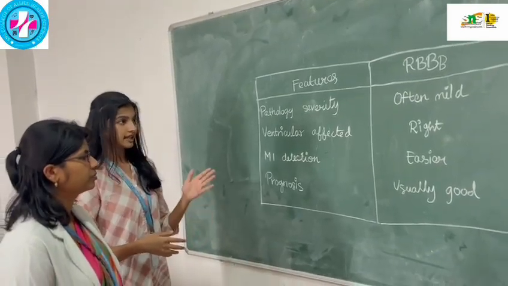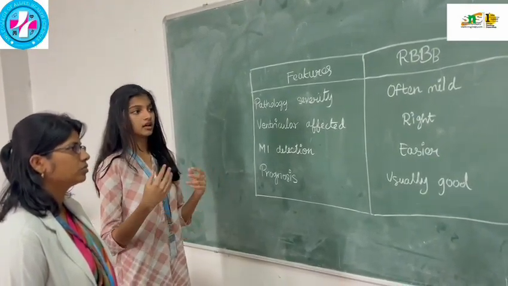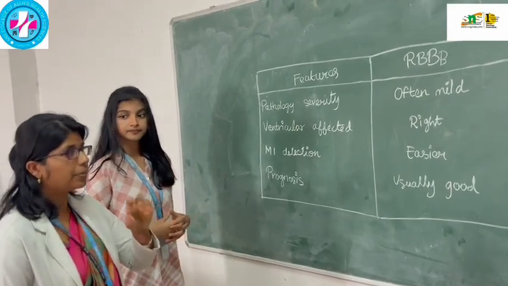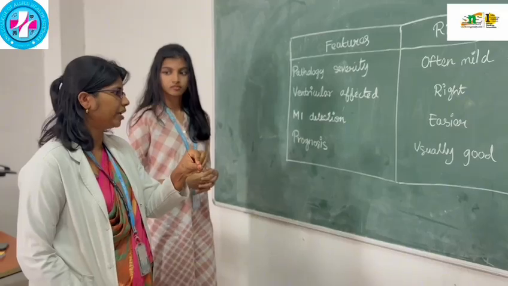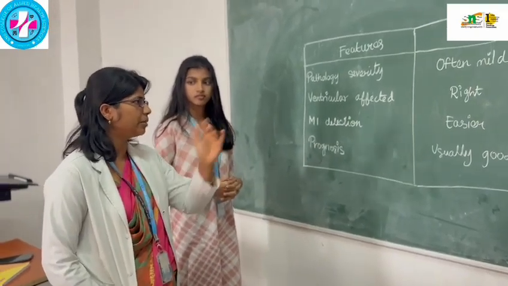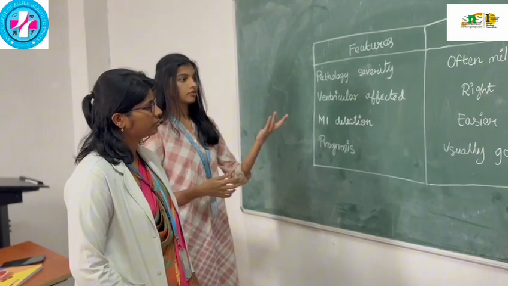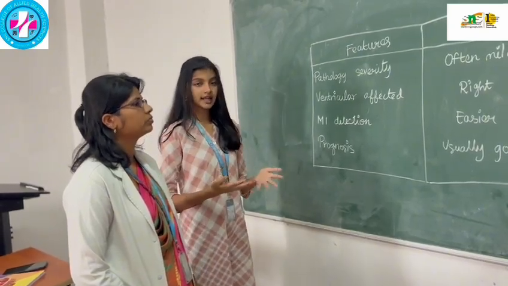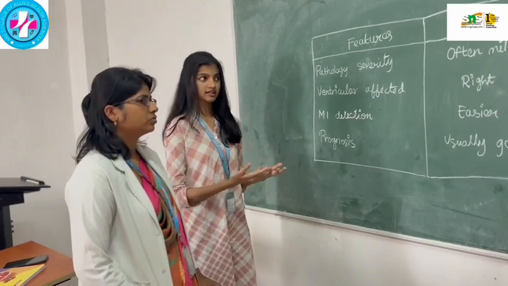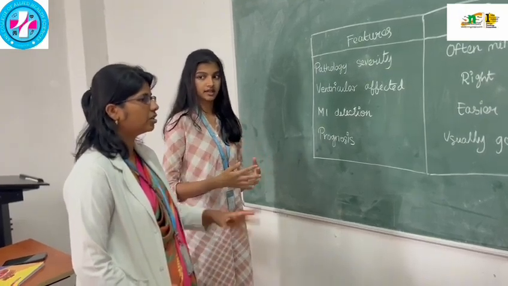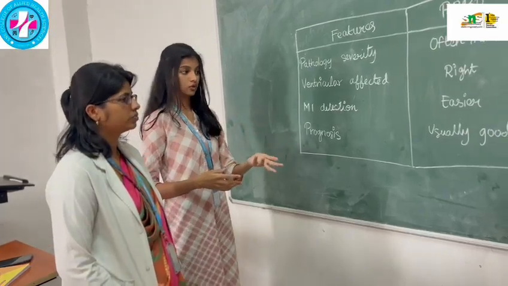In the case of left bundle branch block, the detection of MI is quite difficult because primary ST-T changes may also be present. It is comparatively easier with RBBB. The prognosis of LBBB depends on the underlying diseases, so whatever underlying condition is causing it, the prognosis depends on those conditions.